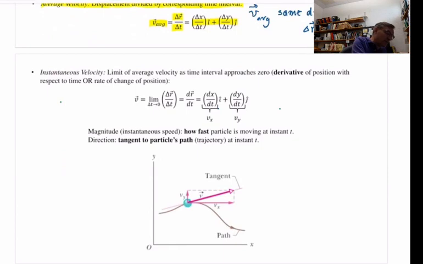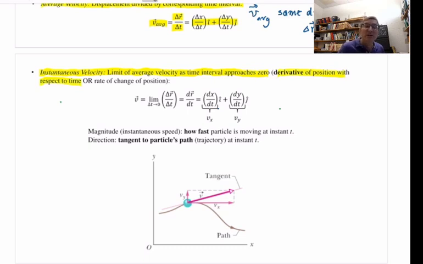Okay, now we have a new picture. Instantaneous velocity, just as in Chapter 2. It is the limit of the average velocity as the time interval approaches 0. Exactly how it was defined in Chapter 2. And that means its derivative, just like in Chapter 2. It's the derivative of the position with respect to time.